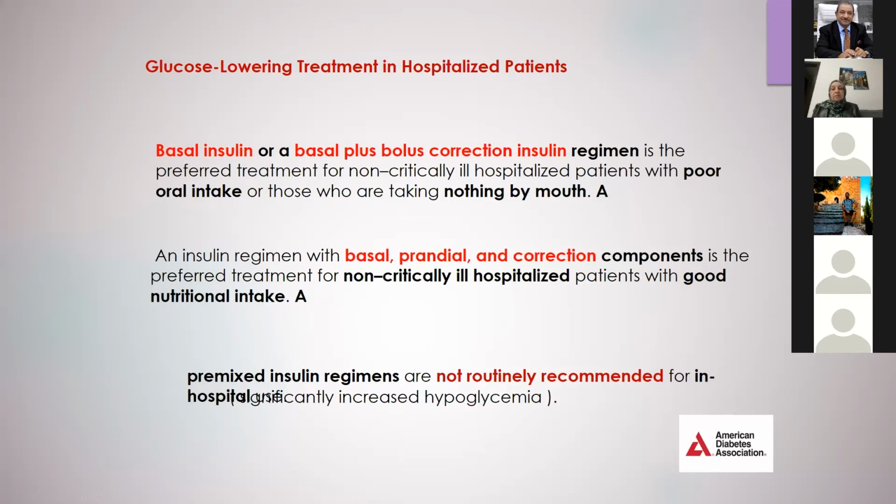The treatment that can be used is as follows. Either basal insulin or basal plus bolus correction insulin. Basal insulin is the long-acting insulin, and bolus insulin is the short-acting insulin. So it's long-acting insulin, short-acting insulin, with a correction insulin. Now, this can be used in patients who are on poor oral intake or nothing by mouth. Now, if the patient is eating properly and he is not so critical, then basal, prandial, and correction: long-acting basal, short-acting prandial, and a correction dose, also insulin.